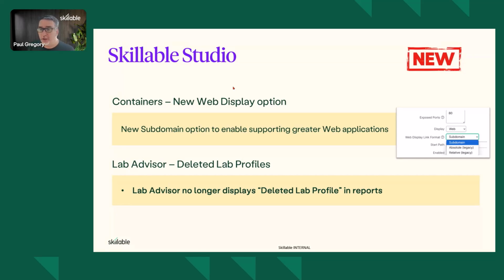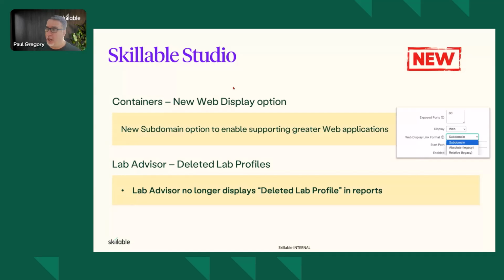The first thing that we're doing is changing the way our web display engine works. So what is our web display engine? Most people are familiar with it with respect to containers. If you've got a Docker container and that Docker container has a web front end, rather than display a command line environment, you can just choose to display the web interface.